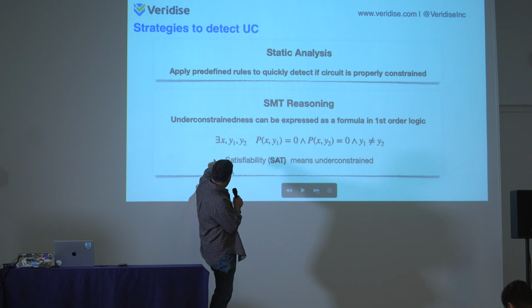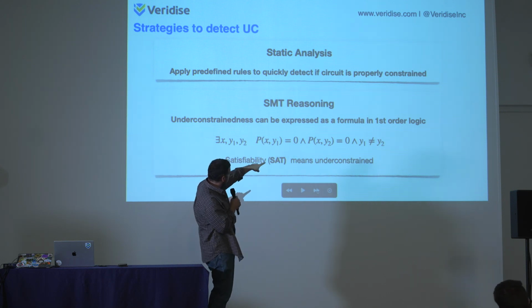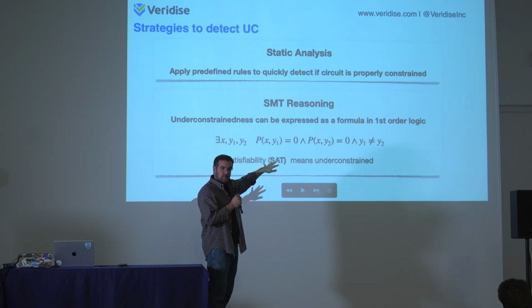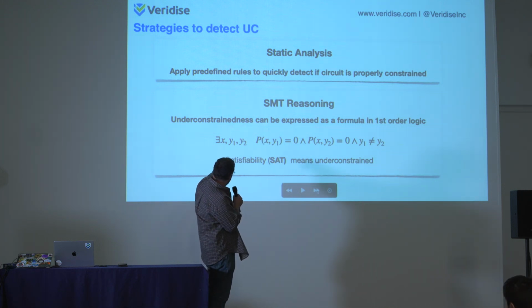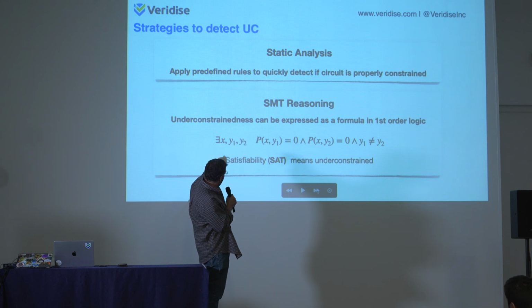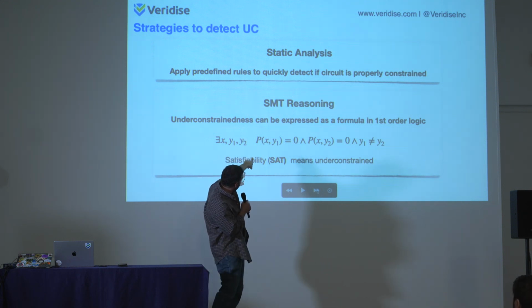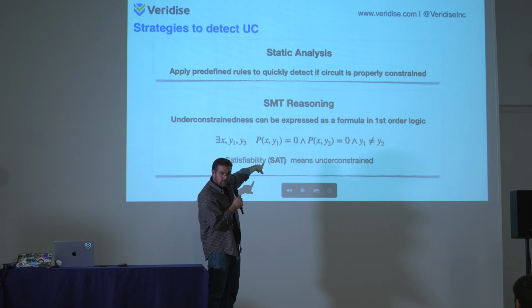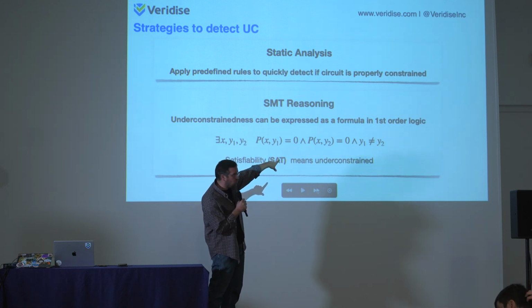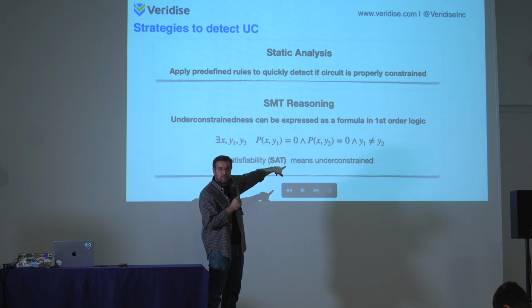Yeah, so you can write this formula in first-order logic. If this is satisfied, then your circuit is under-constrained, and there is the risk of having a vulnerability. So it just says that there should be an input X and two different outputs, such that on input X and output Y1 you would satisfy all the constraints, and input X and output Y2 should also satisfy all the constraints, where Y1 and Y2 are different.